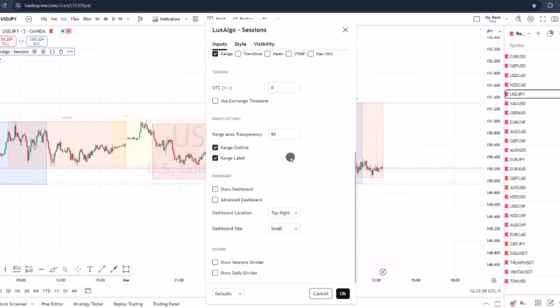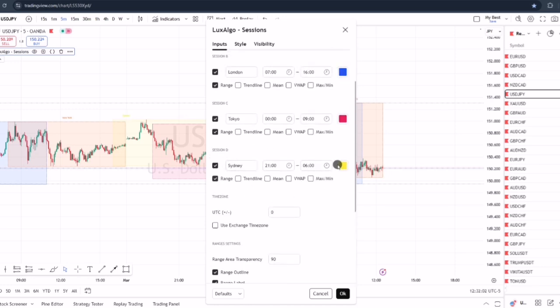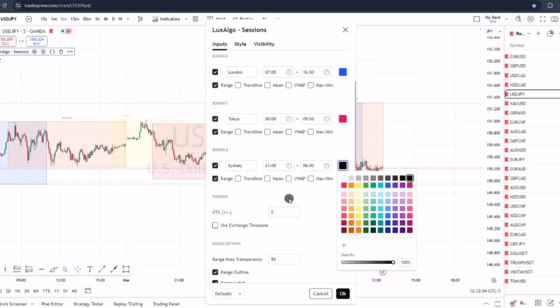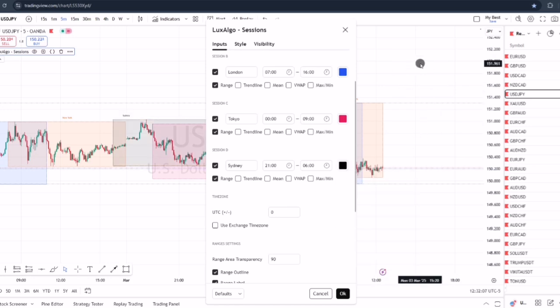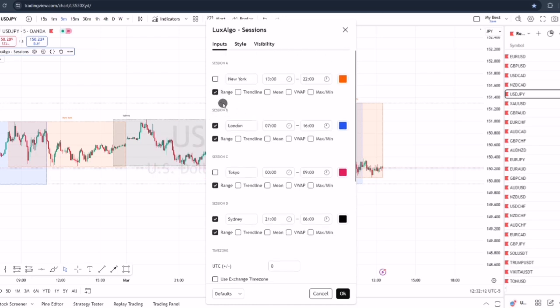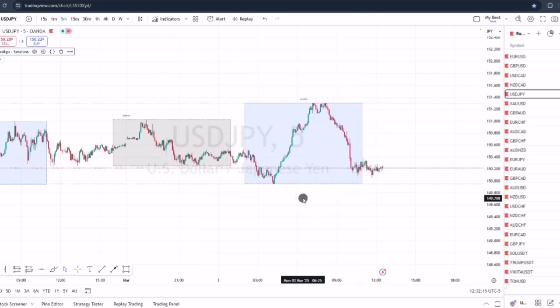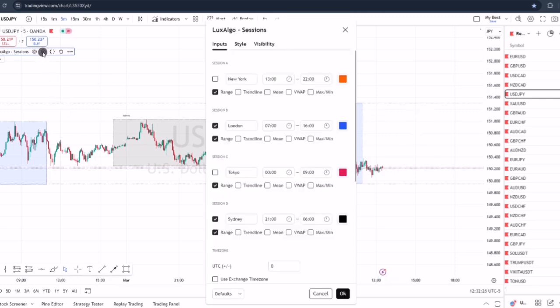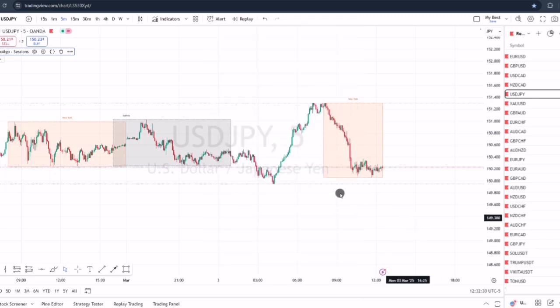Let's leave these ones. I like to have black here because I have a white background. You can remove Tokyo, remove that one, and then press OK. That's if you are trading the London session based on the PDF. If it's now time for the New York session, you go to the settings, select New York, remove London, press OK, and then you can trade the pairs that are tradable on the New York session.